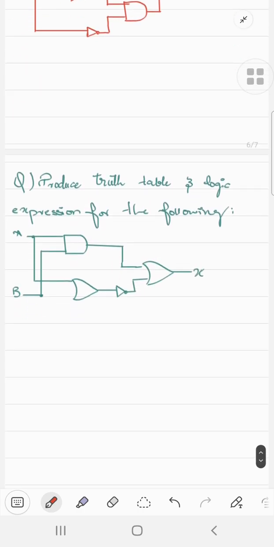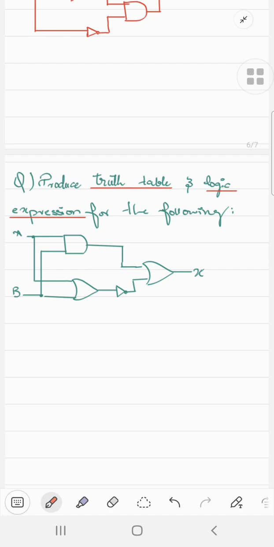Moving on, the next question says produce the truth table and logic expression for the following. In a question which says produce the truth table, it means that you have to make the truth table. Okay, look at the requirement of the question. It says truth table and logic expression. However, the logic gate has been given to us.